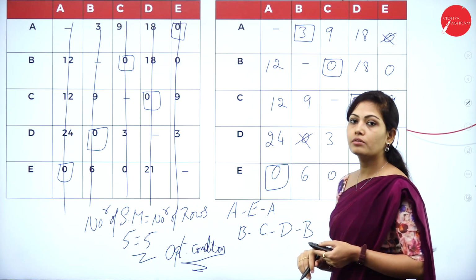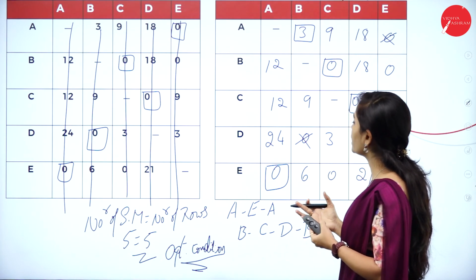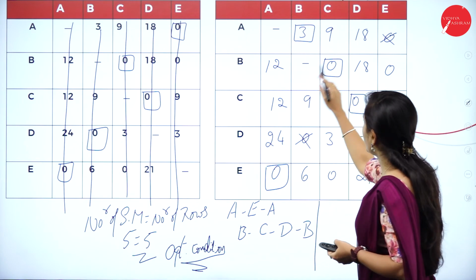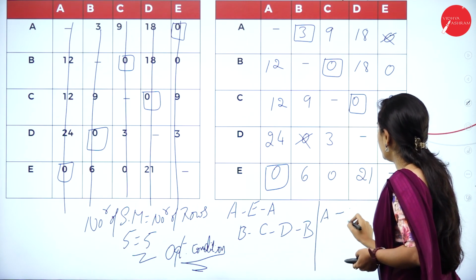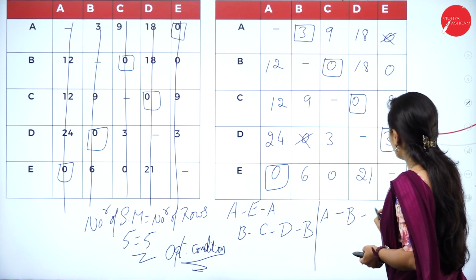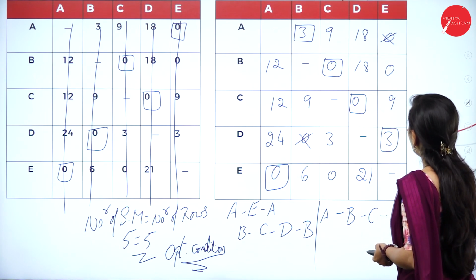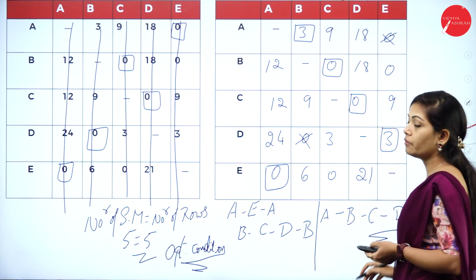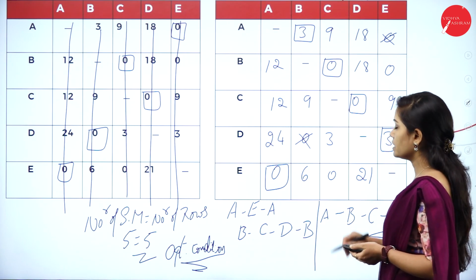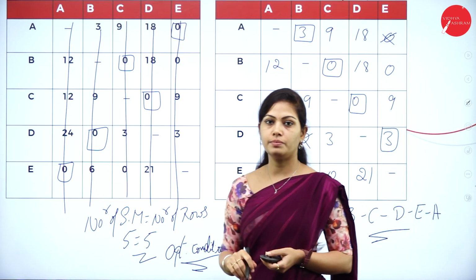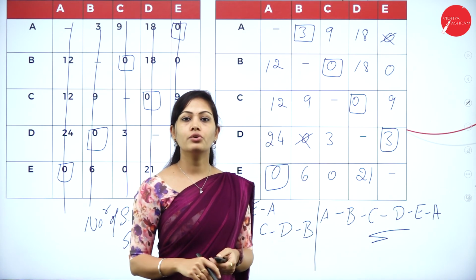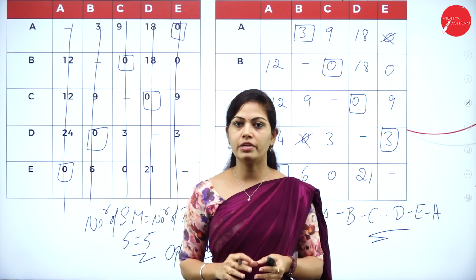So now you can cross verify whether it is satisfying the traveling salesman problem condition or not. A to B, B to C, C to D, D to E, and E to A. So now it is satisfying the traveling salesman problem condition. So please find out the total cost here. So this is about your traveling salesman problem.